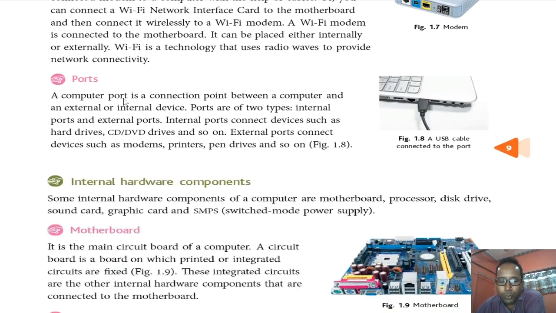Then port. A computer port is a connection point between a computer and an external or internal device. These are the small sockets where we can connect our devices. Ports are of two types: internal ports and external ports. Internal ports connect devices such as hard disk drives, CD, DVD drives, etc. And external ports connect devices such as modems, printers, pen drives. Those are present outside of the computer, either using wire or without wire.